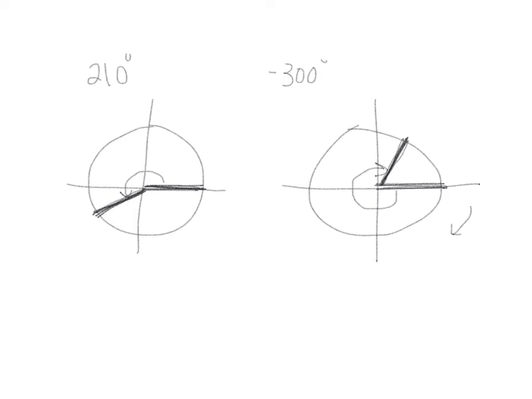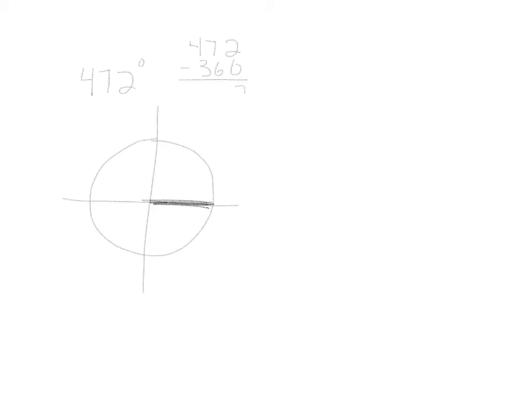Let's do a couple more examples. Let's do an angle of 472 degrees. So we start with our circle. We have our initial side. We can see that 472 is bigger than 360. So let's subtract 360 degrees, one full revolution. When we subtract that, we get 112 degrees.